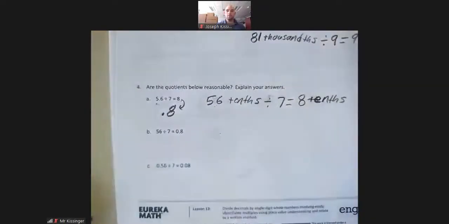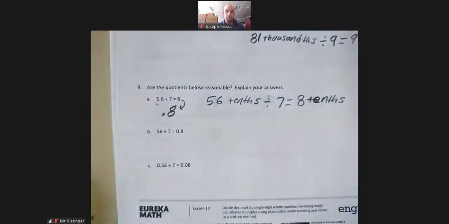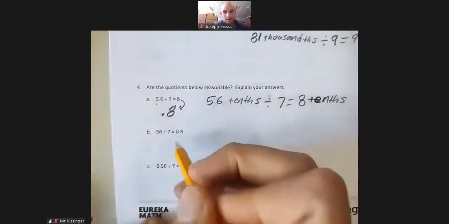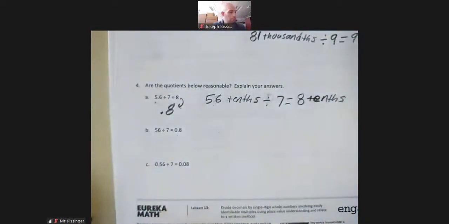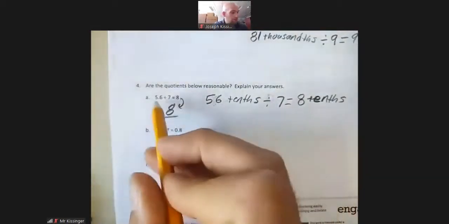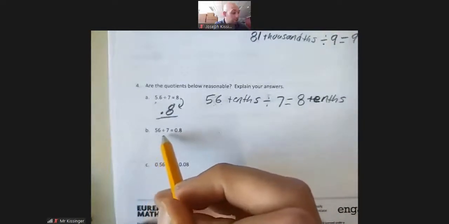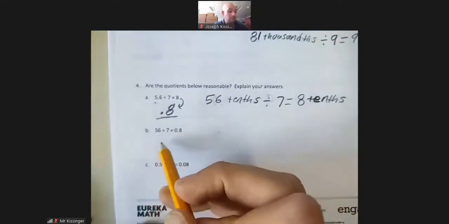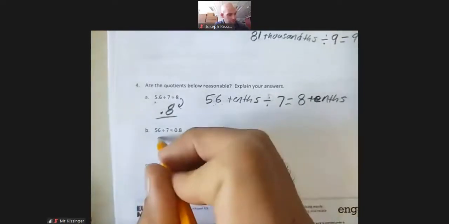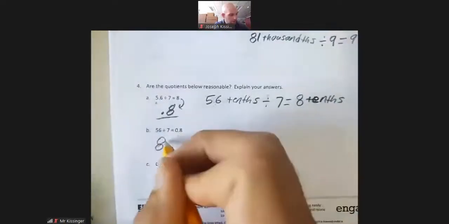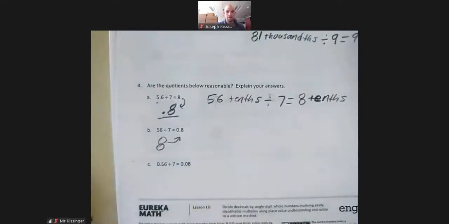Letter B, 56 divided by 7 is 0.8 or 8 tenths. Well, this one we know that 5.6 divided by 7 is 8 tenths. So we know 56 divided by 7 can't also be 8 tenths. We also know that 56 divided by 7 is 8, which is not the same as 0.8 or 8 tenths.